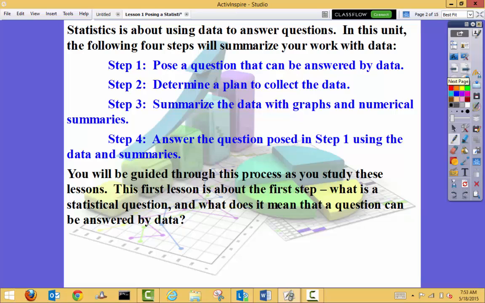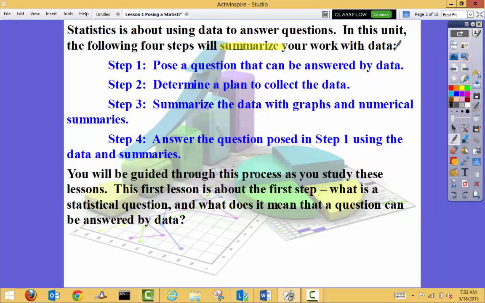In this unit, the following four steps will summarize your work with data. That word summarize means we're going to use it every single time we have a statistics problem. We're going to use step one, step two, step three, step four. Step one is pose a question that can be answered by data. So think, can my question be answered by numbers? Yes or no. Step two, determine a plan to collect the data. Well, I've asked my question, now I have to get that information.